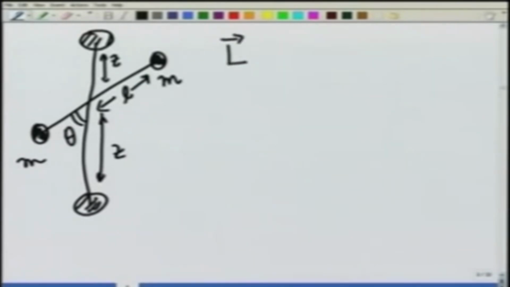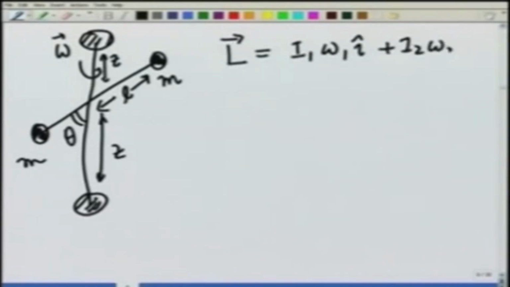I want to first calculate L, the angular momentum of the body. Remember, we calculated this last time, but I want to do it again, and this is rotating with angular velocity omega, like this. L in principal axis rotation is going to be I1 omega 1 i plus I2 omega 2 j plus I3 omega 3 k, where these i, j, k refer to the principal axes of the body.